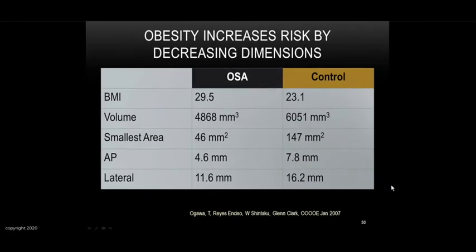Now, one thing that we do know is that obesity increases the risk of sleep disordered breathing. It increases the risk of obstructive sleep apnea, and it does so by decreasing the dimensions of the oropharynx. So when you are obese, you are depositing fat in the parapharyngeal structures as well as in the tongue and in the soft palate, and all that becomes very large and flaccid. So people who are obese tend to have smaller airways compared to controls.